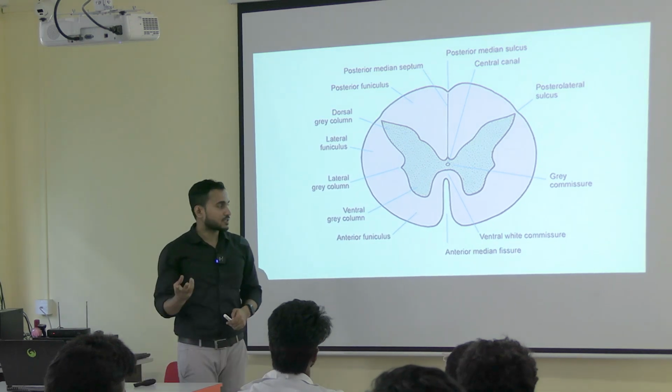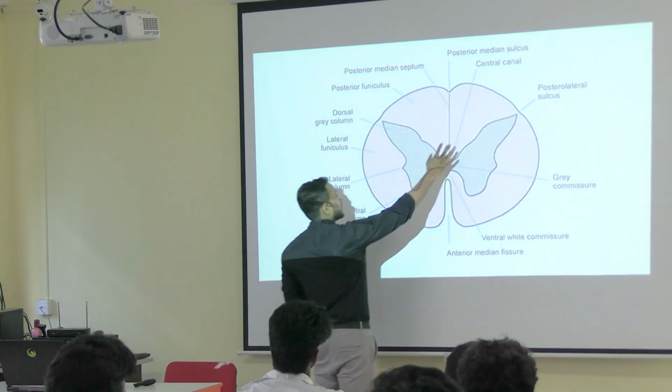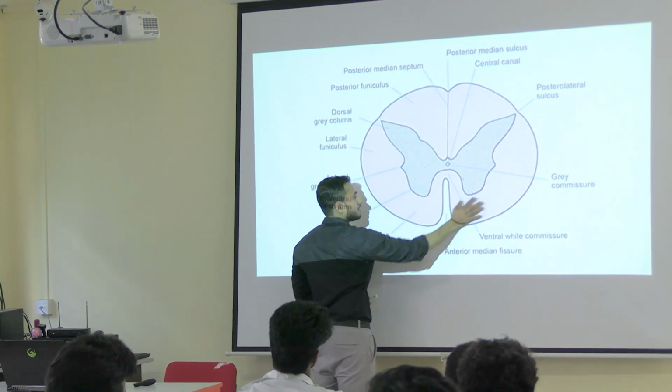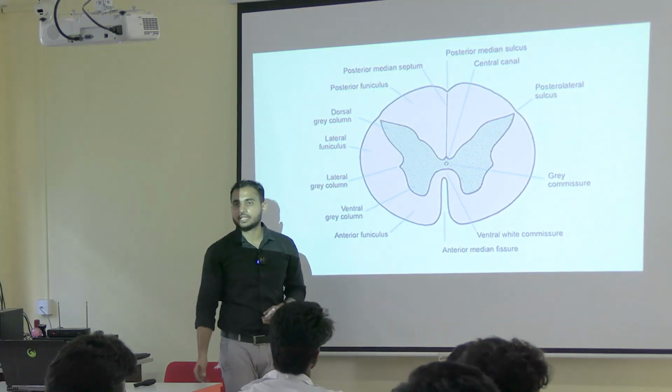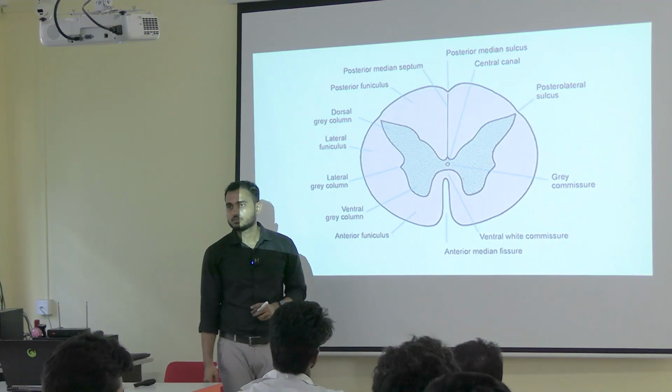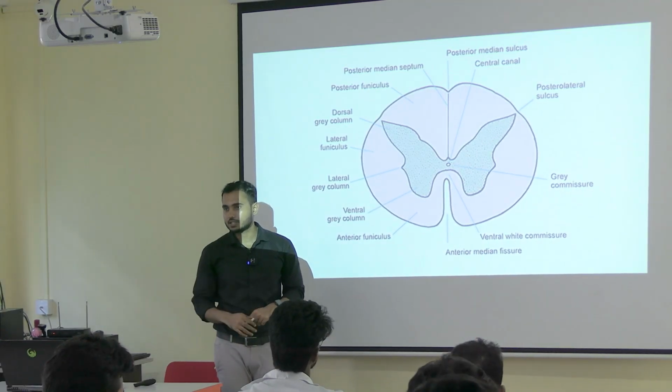ठीक है. Next particular part is the white matter. So here you can see this entire part is the white matter. तो white matter में क्या रहता है? What is present in the white matter? Nerve fibers are present in the white matter.